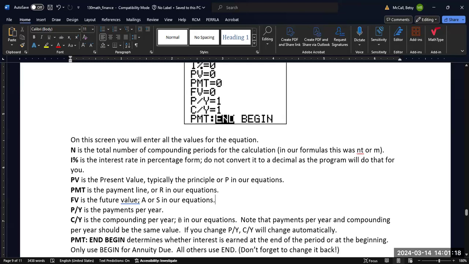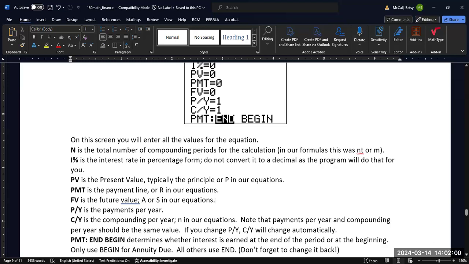This is N in our equations. In all of our examples, PY and CY are identical. And so if you change PY, CY will change automatically. In principle, you can have PY and CY be different values, but you would have to change PY and then change CY. That's generally not what is done in any of these problems. You generally want to make payments at the same rate that you are compounding for these examples. And then PMT, end or begin, is going to determine whether interest is earned at the end of the period or at the beginning.